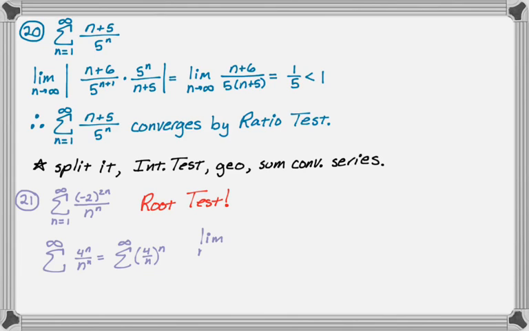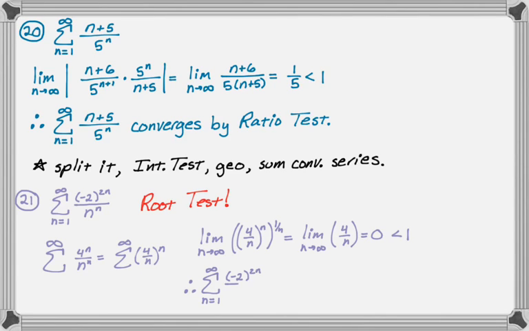So I want to take the limit as n approaches infinity of the absolute value of the nth term to the 1 over n, but 4 over n is always positive. So this is just going to be the limit as n approaches infinity of 4 over n. That definitely goes to 0. 0 is definitely less than 1. And so we can say this thing converges by the root test. So don't forget about the root test.